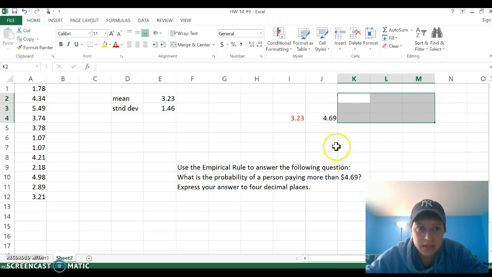Okay, this is kind of hard to do in Excel because I don't just have a drawing function, I don't think. No, I don't think I do.